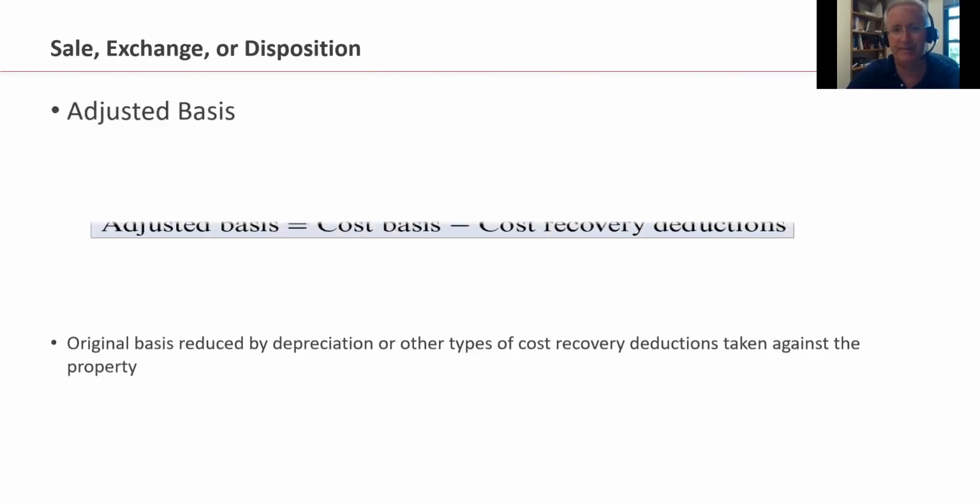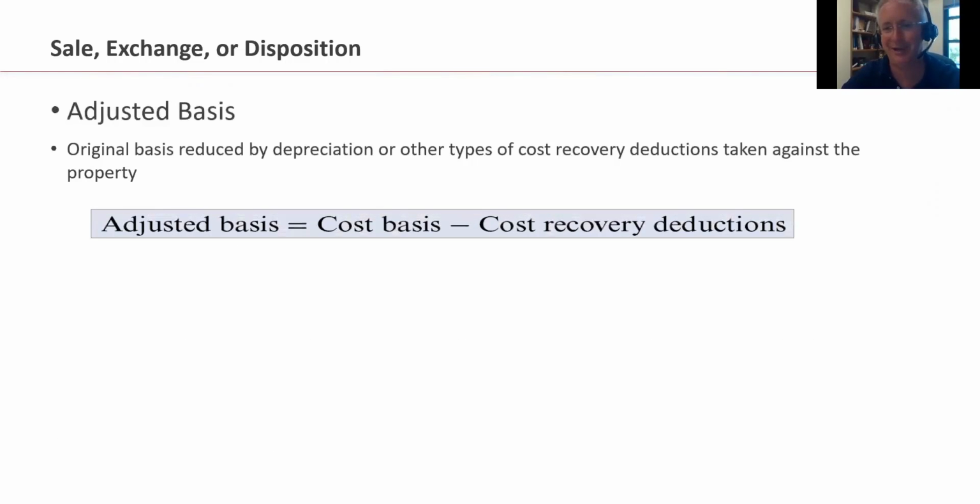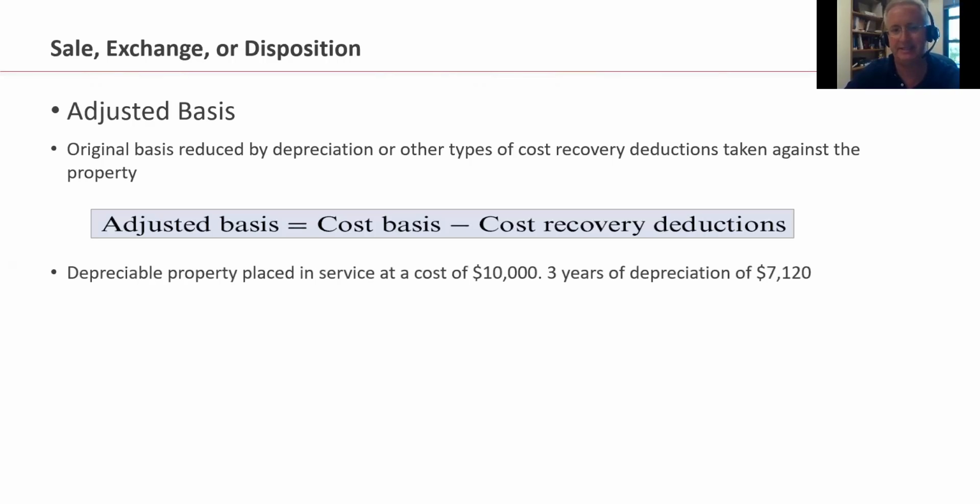What is the adjusted basis? Well, guess what? We got that now, right? We covered that last chapter. It's the original basis reduced by depreciation or any other form of cost recovery that's been taken against that property. So cost minus cost recovery, that's your adjusted basis. Depreciable property placed in service costs $10,000, 3 years of depreciation, $7,120. So the adjusted basis is down to $2,880.